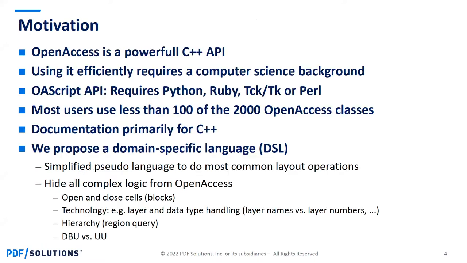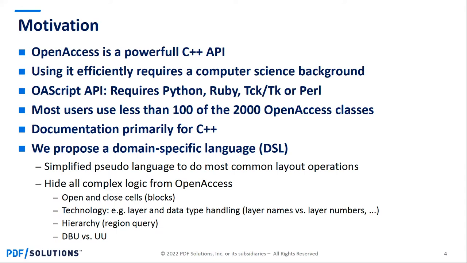Okay, so as I said before, OpenAccess is for sure a super powerful C++ API to interact with your layout database or schematic or whatever you have in your EDA system. But using it efficiently requires a computer science background. As I said, there is OpenAccess script. At least you can get away then with just being familiar with Python, Ruby, Tcl, or Perl, which many users are.